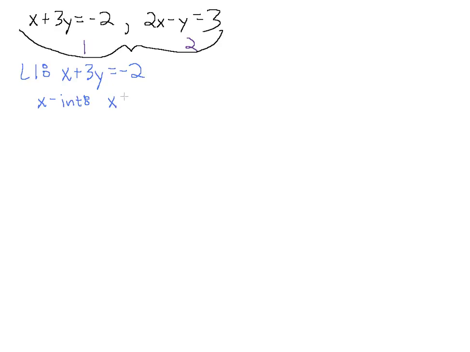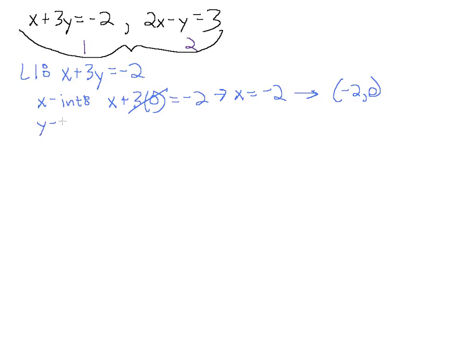So we have x plus 3 times 0, instead of 3 times y, equals minus 2. Those two terms cancel, so we just have x equals minus 2. So our x-intercept is minus 2 and 0. That's where our line crosses the x-axis, when y is equal to 0.